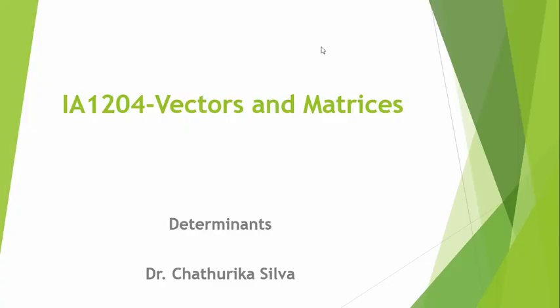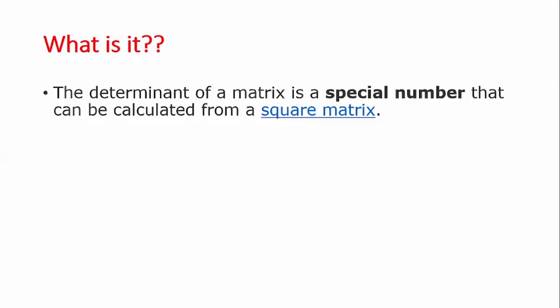Okay. So here, first of all, we need to be clear on what we mean by a determinant, right? What do you mean by the determinant? The determinant of a matrix is a special number that can be calculated from a square matrix. So first of all, in order to calculate a determinant, whatever matrix is given to you should be a square matrix. It is a must, right?